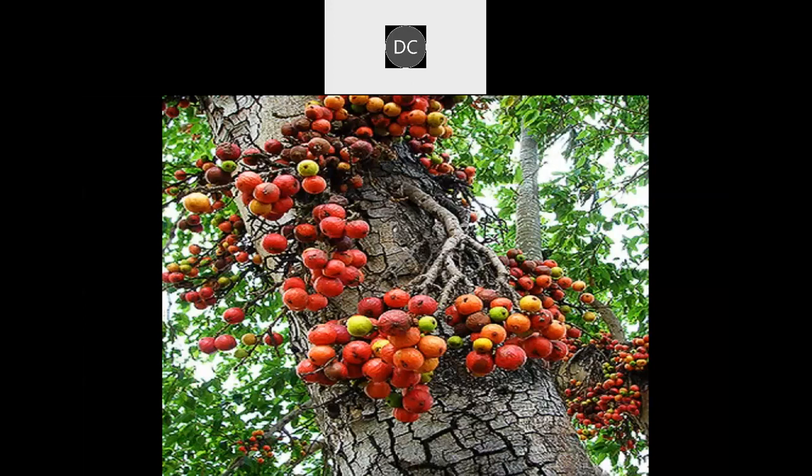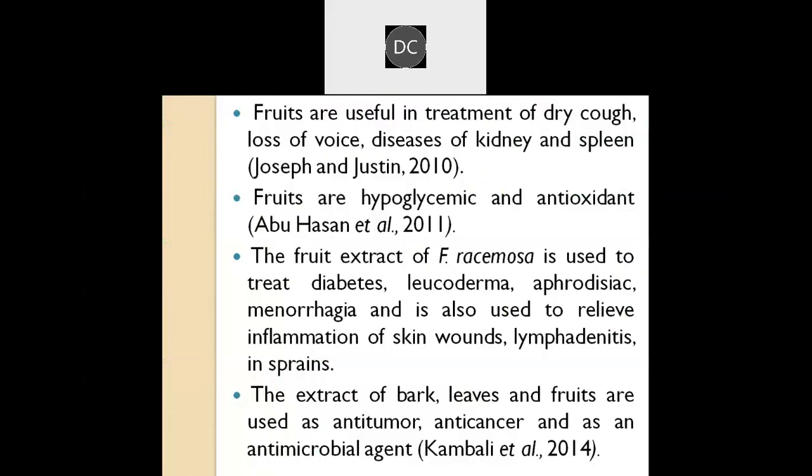Next, madam. This picture shows the plant tree. Next. Fruits are useful in the treatment of dry cough, loss of voice, and diseases of kidney and spleen. Fruits are hypoglycemic and antioxidant.